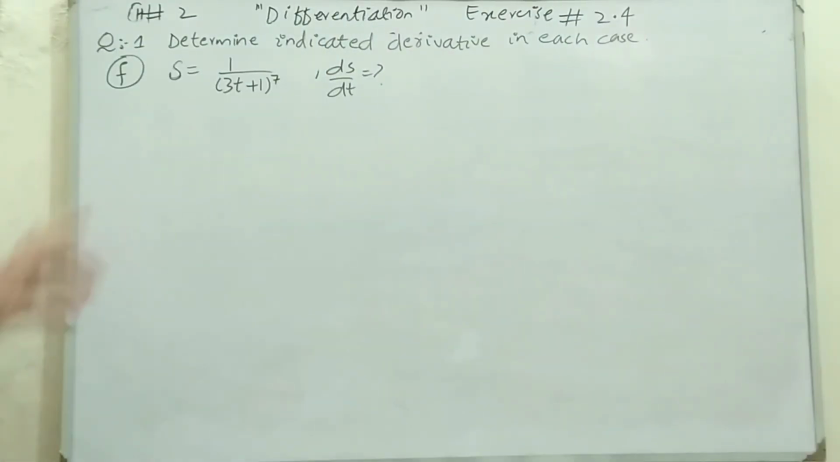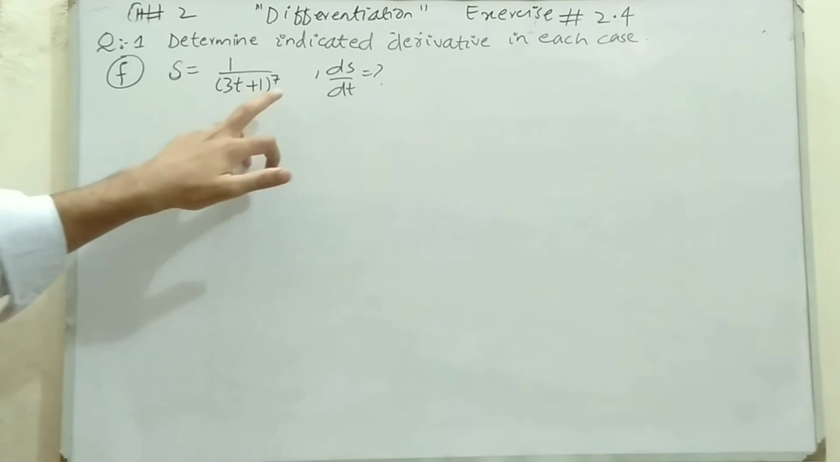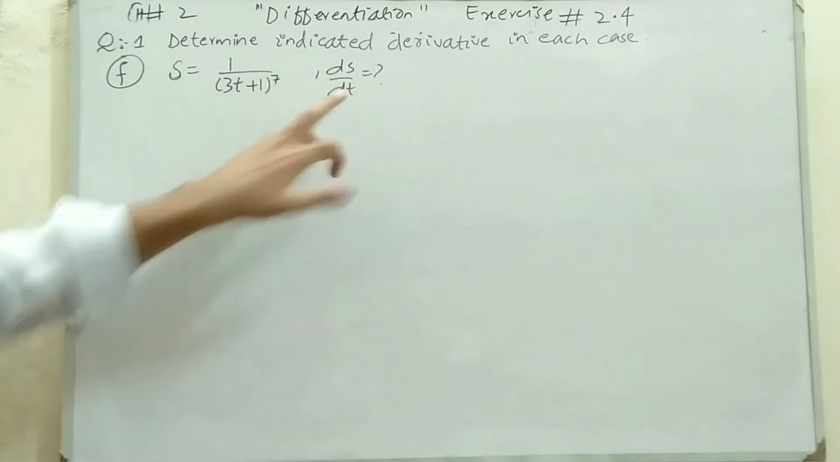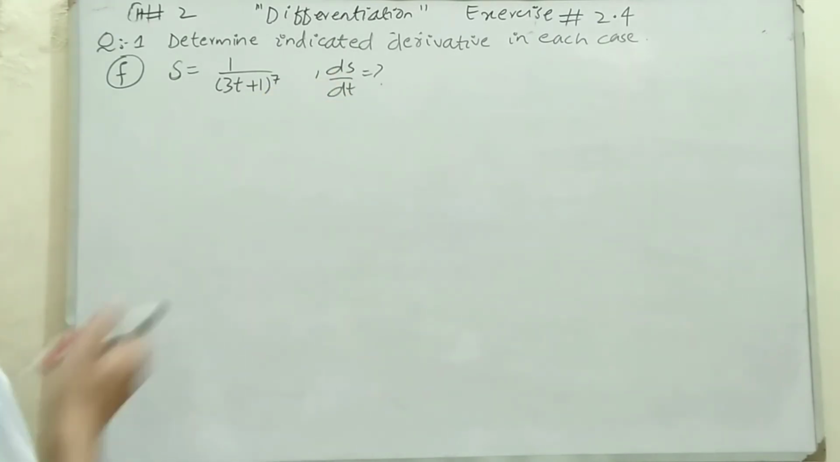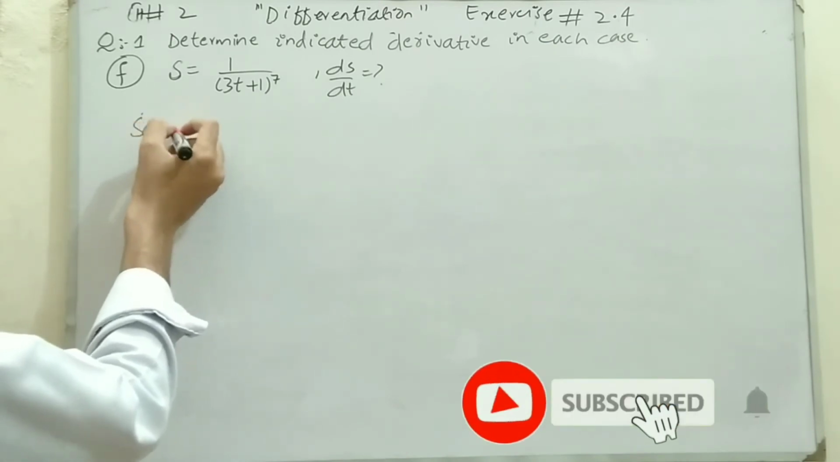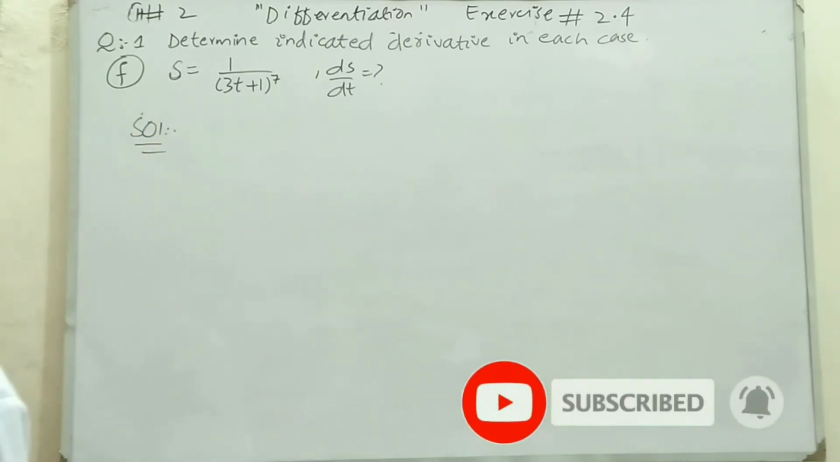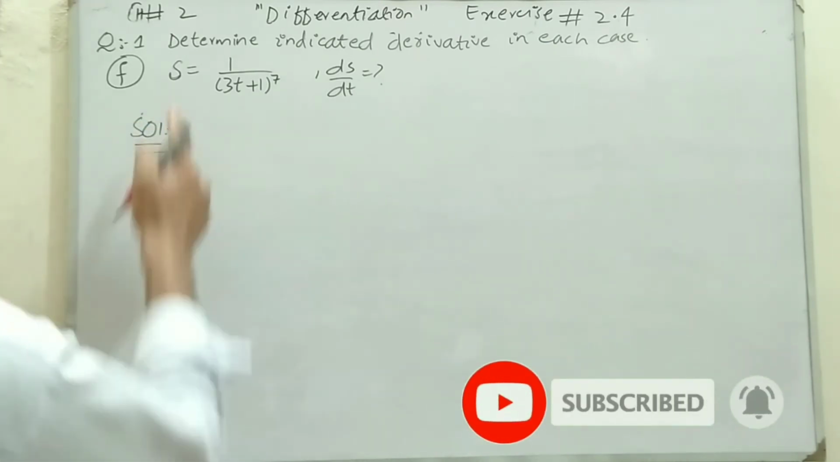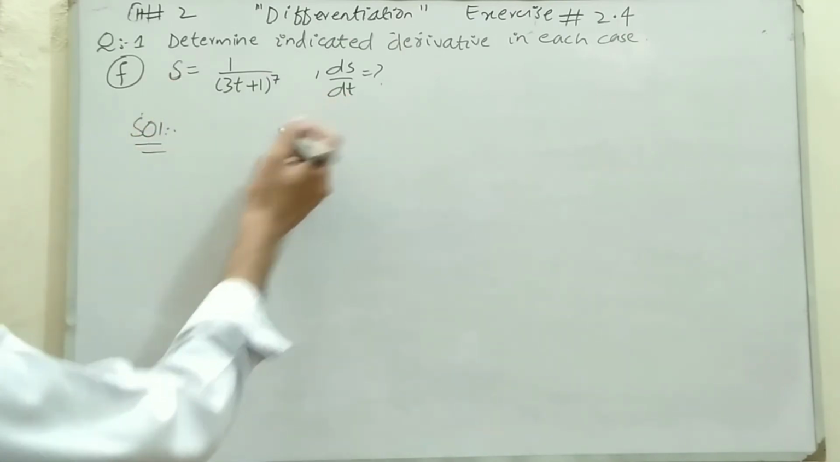Now move to part number F. S is equal to 1 over 3t plus 1 whole raised to power 7. Find ds by dt. So move towards the solution. Here the independent variable is t and the dependent variable is s. So differentiate with respect to t both sides.